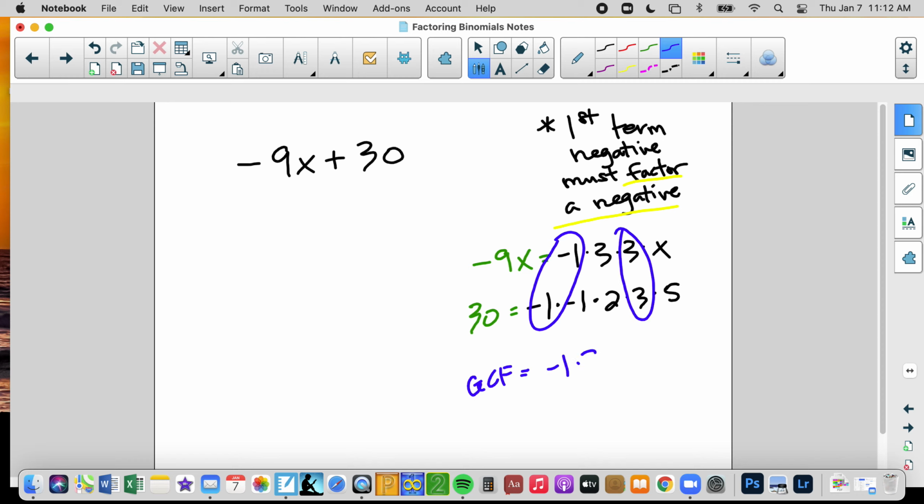So the GCF is going to be -3. And now what's left is we have 3x minus 10. And now our first term inside the parentheses is positive. So we have done well. We satisfied that situation. And notice that our signs change this time. That's that one time where they will change and be opposite. All right, so that's pretty much the hardest one that you might have to figure out.